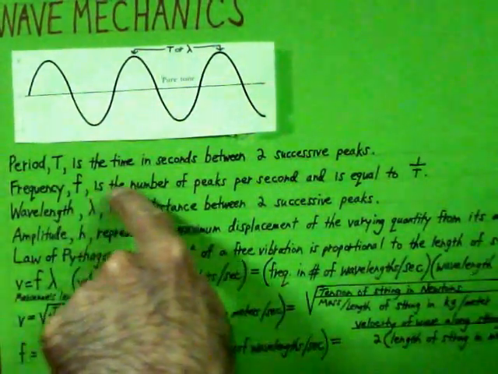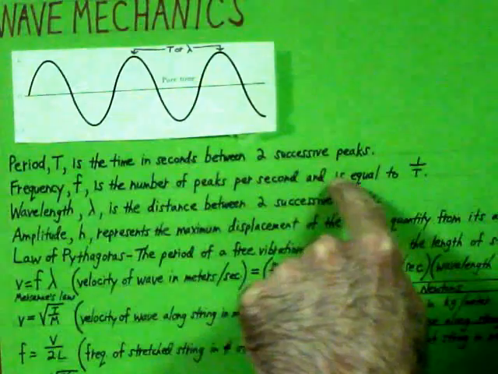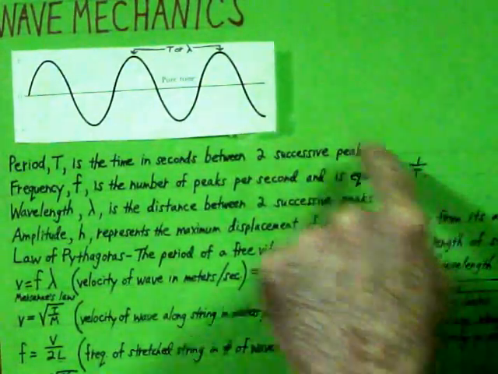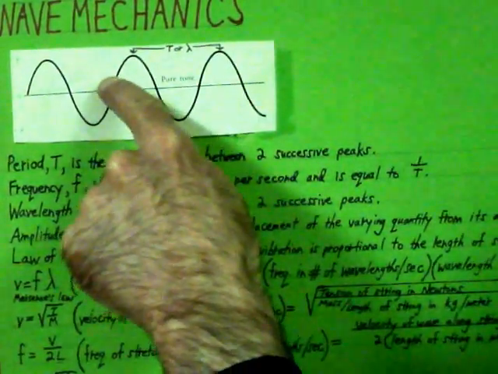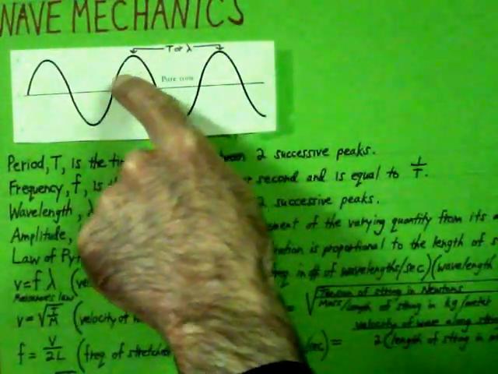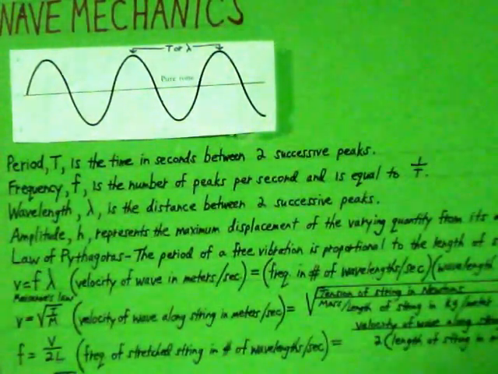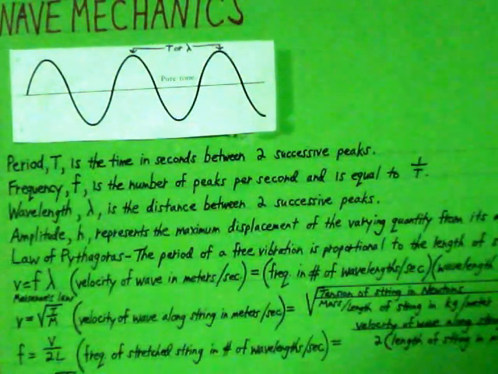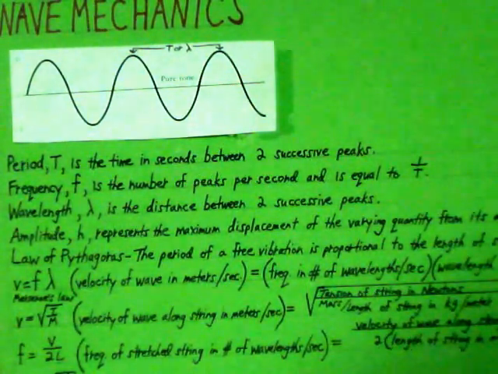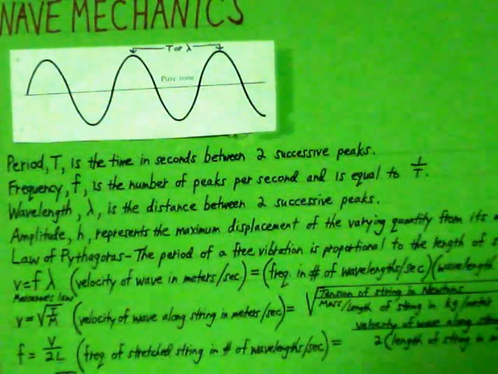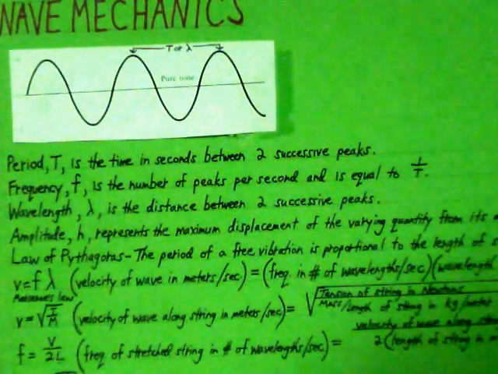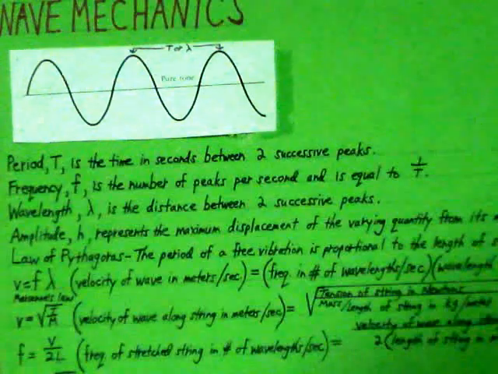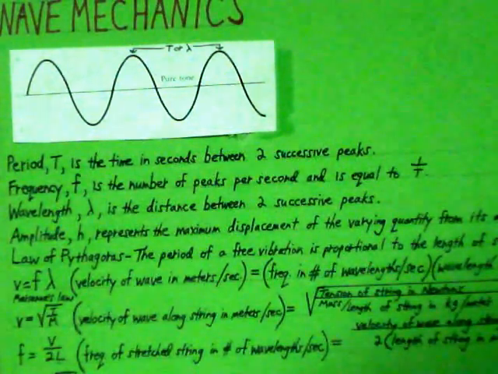Frequency f is the number of peaks per second, and it's equal to 1 over T. So this would be a peak, and how many peaks travel in 1 second is a measure of the frequency. An example would be A440. All 440 means is that in 1 second 440 peaks go by. The unit of peaks per second is called hertz.